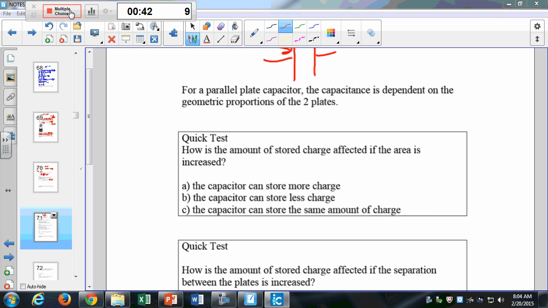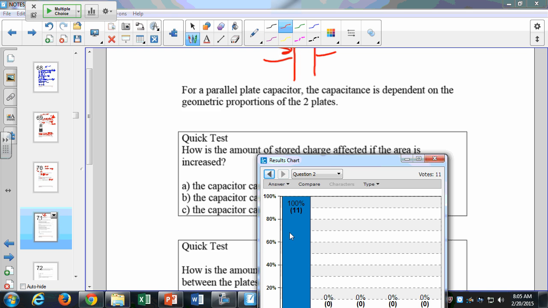All right, doing pretty well on this. If you're not sure, ask your neighbor. Almost everybody has it. All right, I'll stop at 55. All right, very good.